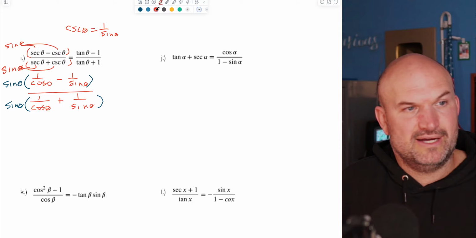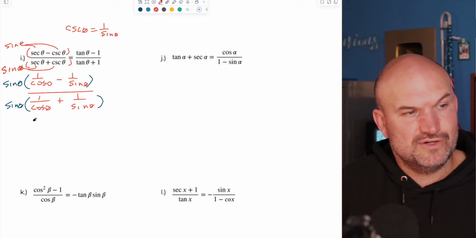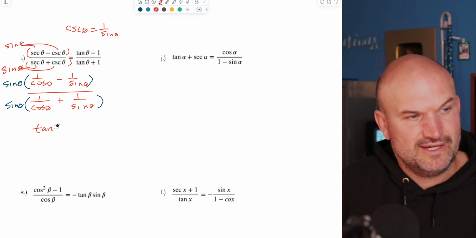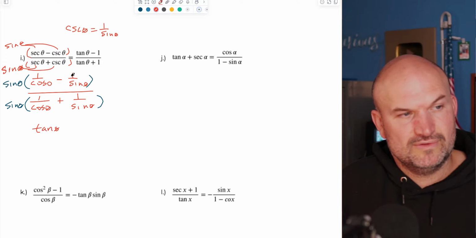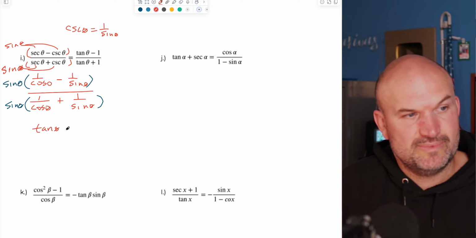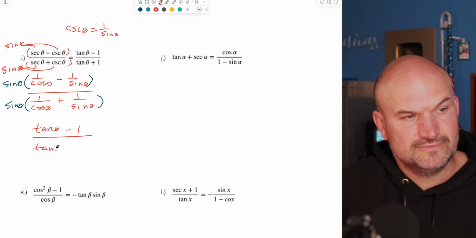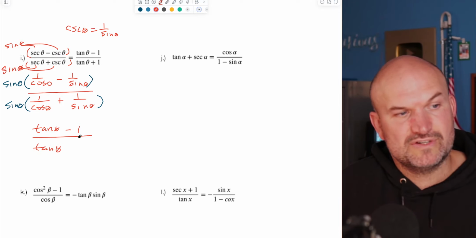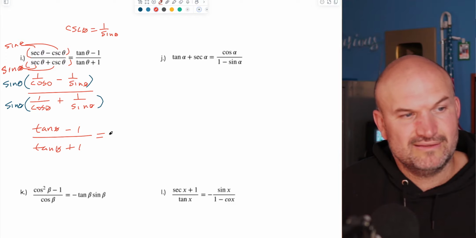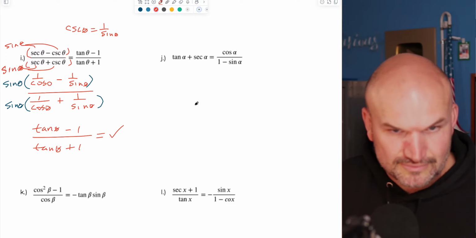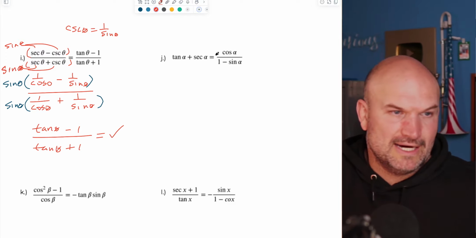So I don't know why I thought cosine. So sine over cosine, that's going to be a tangent of theta. Sine of theta times 1 over sine is going to be a minus 1. Then over here, I have a tangent of theta. And sine of theta times 1 over sine is going to be a positive 1. And voila, that actually wasn't that much work at all. All right, the next one.